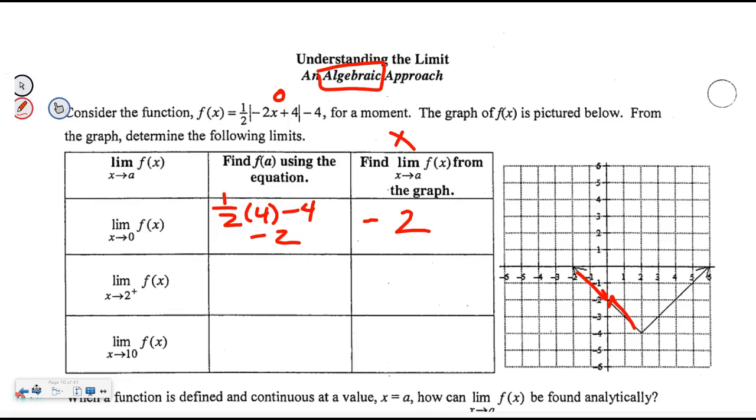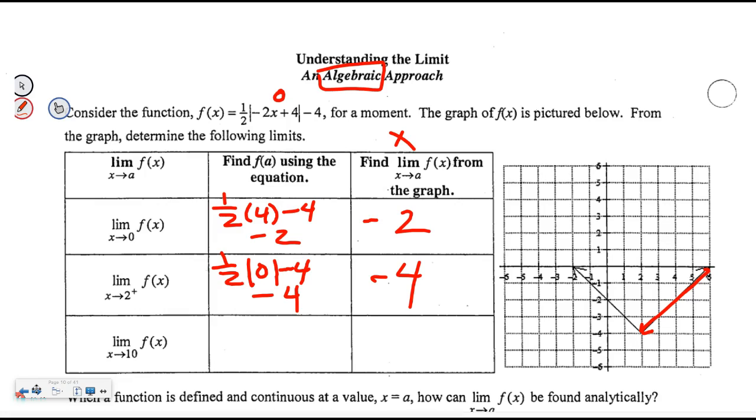So let's approach 2 from the right. So I'm coming in this way. I am down at -4 according to the graph. Well, let's plug a 2 in and see what we get. We'd have a half of 0 in absolute value bars, right? Because it'd be -4 plus 4, minus 4. Well, it worked again. There's a reason why. We can just plug it in though.